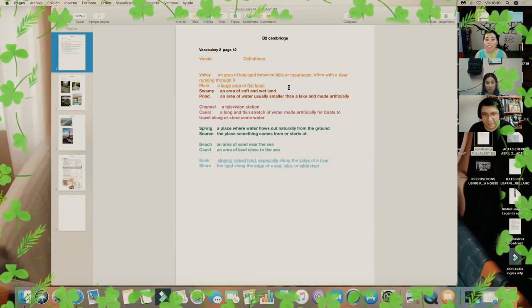And then channel and canal. Can you read channel and canal, Arturo? Channel, a television station. Quite easy. And canal, a long and thin stretch of water made artificially for boats to travel along or to store some water. Okay, can you tell me, guys, if you knew the difference between these two words? Did you already know it?